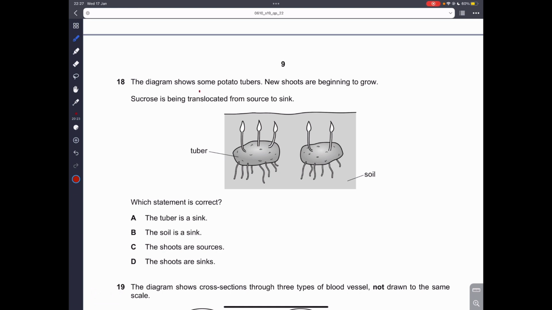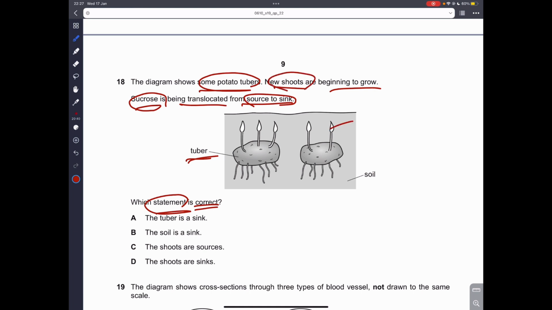Question 18. The diagram shows some potato tubers. New shoots are beginning to grow. Sucrose is being translocated from source to sink. Which statement is correct? So we can see that the tubers is where the shoots are growing. These are the shoots. New shoots are growing. These are the roots. Right.